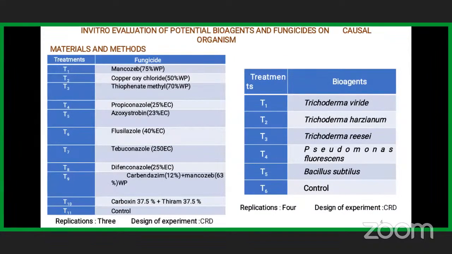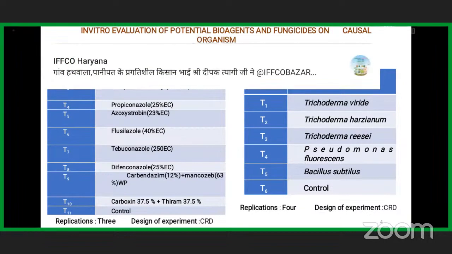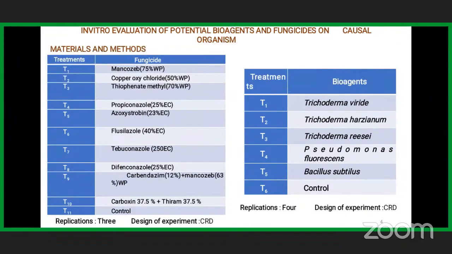Coming to materials and methods, we used in this experiment mancozeb, copper oxychloride, thiophanate methyl, propiconazole, azoxystrobin, flusilazole, tebuconazole, difenoconazole, carbendazim plus mancozeb, carboxin plus thiram, and a control treatment. We used these fungicides in 3 replications at 500 ppm, 1000 ppm, and 1500 ppm. In case of contact fungicides, we used 1500 ppm, 2000 ppm, and 2500 ppm. Coming to bioagents, we used Trichoderma viride, Trichoderma harzianum, Trichoderma reesei, Pseudomonas fluorescens, and Bacillus subtilis, and T6 as control, with 4 replications, and the design of experiment is CRD.